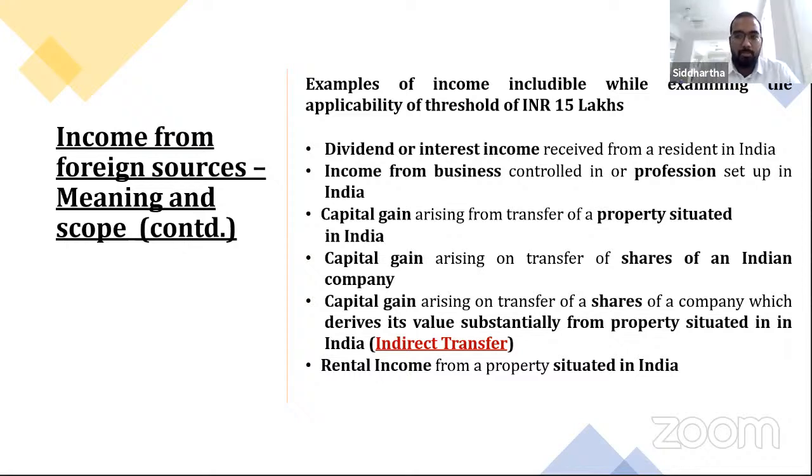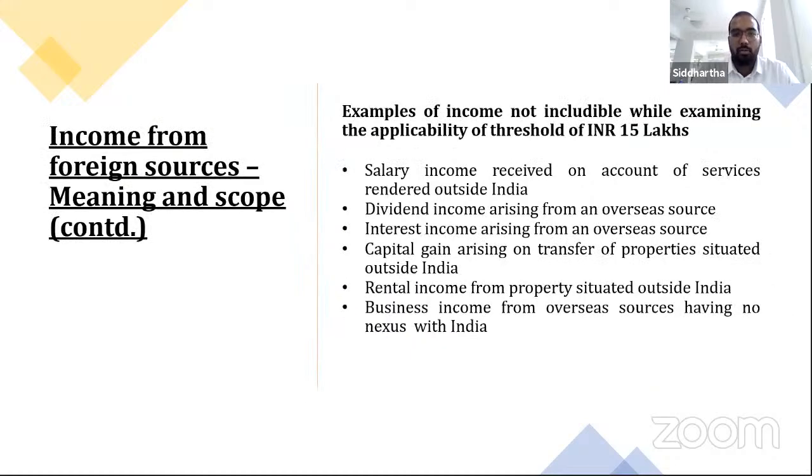So let us look into some examples where it would be termed as foreign source and wouldn't be included while calculating the 15 lakh threshold. If you are earning any salary for services rendered outside India, that wouldn't be included within this 15 lakh limit. Next is dividend income arising from overseas sources, interest income arising from overseas sources, capital gain arising on transfer of property situated outside India, rental income from property situated outside India, and business income from overseas sources having no nexus in India. This implies business income from a foreign company, from foreign sources where they don't have any business setup or profession in India.